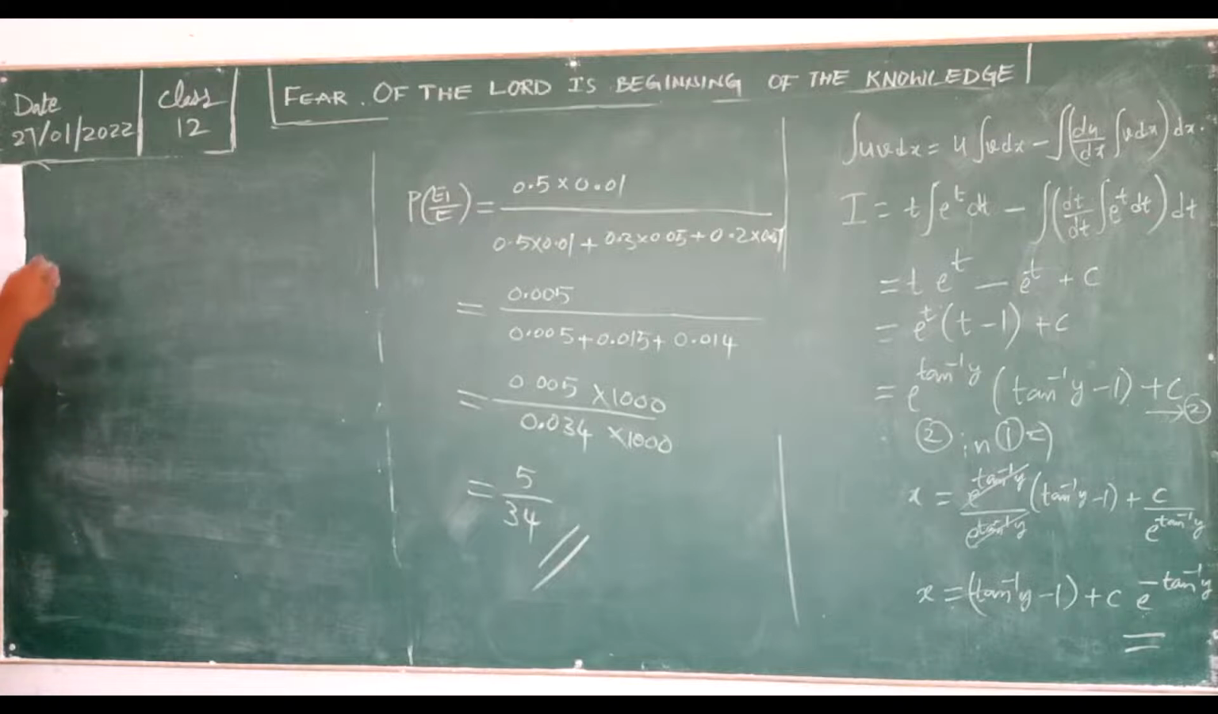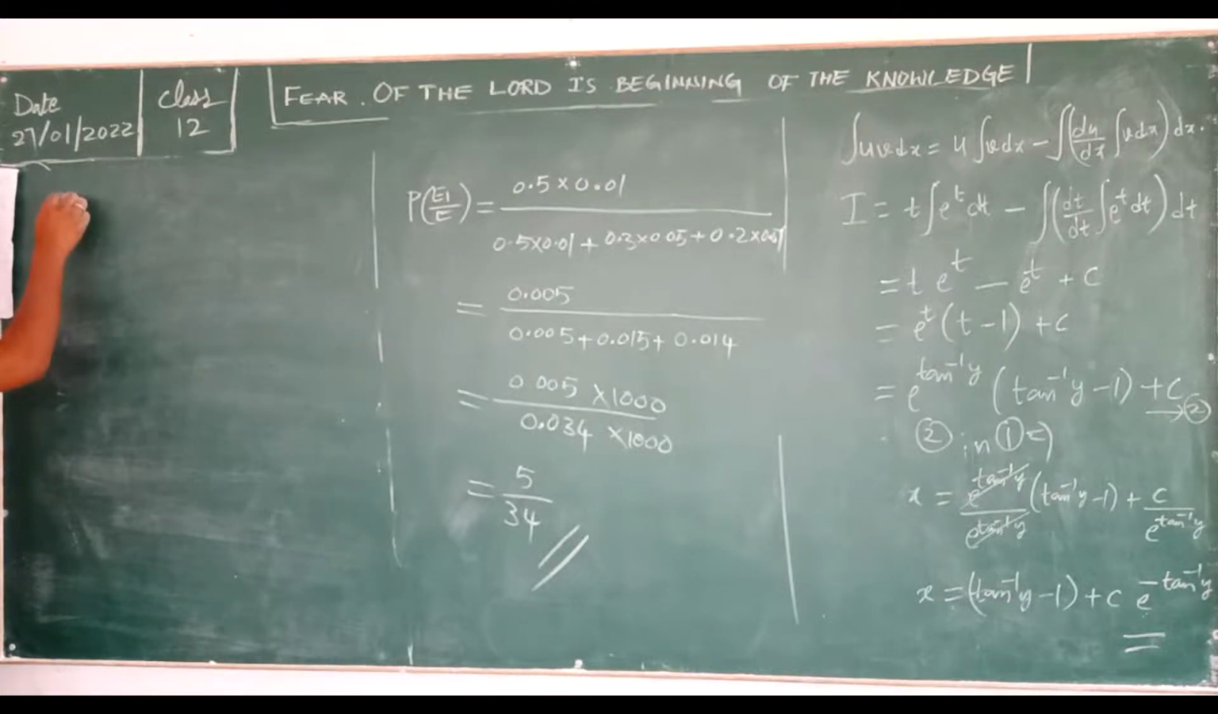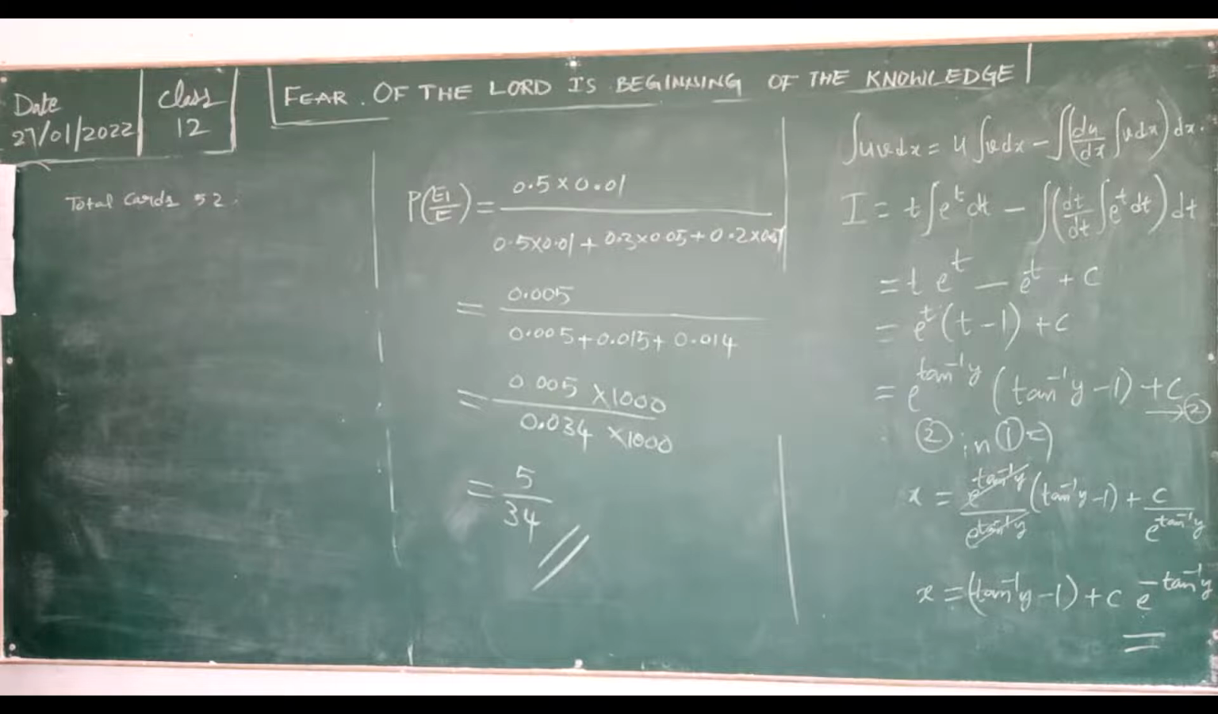Anyhow, last and final: two cards are drawn simultaneously without replacement from a well shuffled pack of 52 cards. So you know that the total cards are 52. Find the mean and variance of the number of kings.